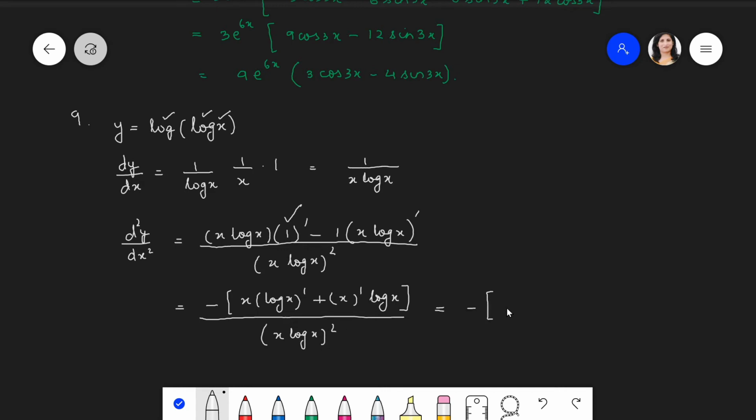So this gives us x into 1 by x plus log x upon x log x whole square. So what we are getting here is the second order derivative is minus 1 plus log x upon x log x whole square.